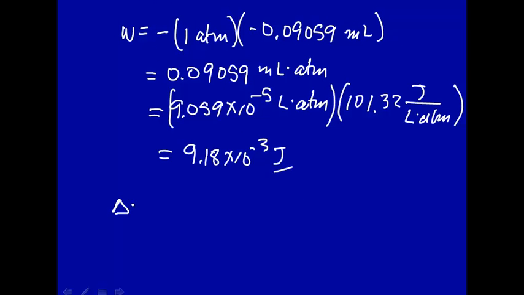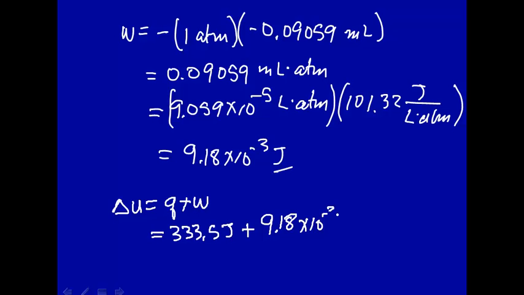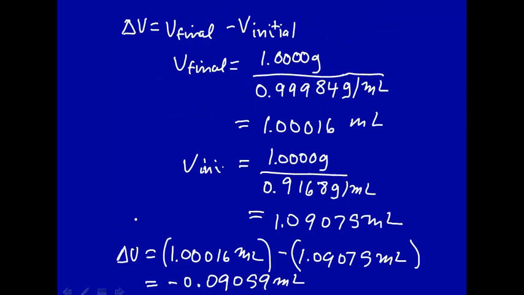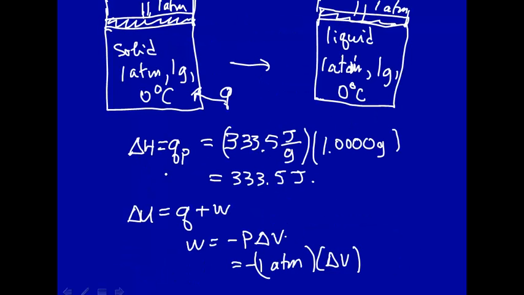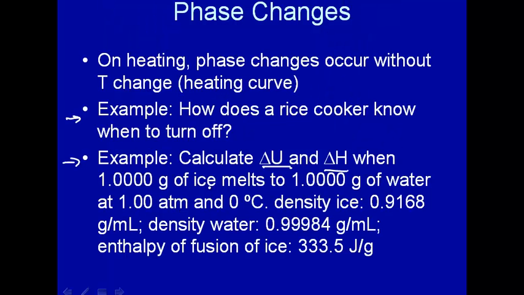We're going to go ahead and do the calculation: delta U is equal to Q plus W. Q was 333.5 joules, and W, kind of small, 9.18 times 10 to the minus 3, so to significant figures, 333.5 joules. So in this case, the work done is so minuscule that the change in internal energy, delta U, is, for all intents and purposes, the same as the enthalpy change. Okay, that's just an example of how to use the first law to calculate things for a phase change, and the difference between delta U and delta H.